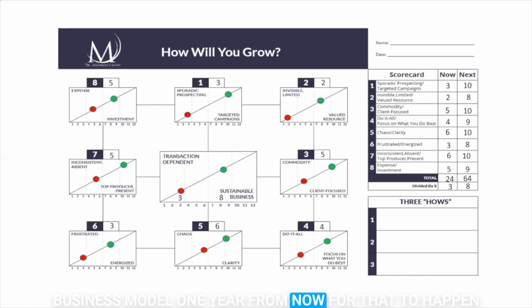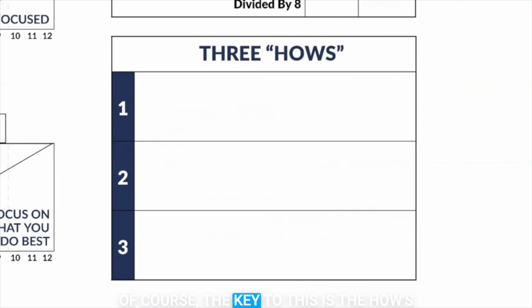1 year from now for that to happen? Of course, the key to this is the hows. How are you going to do this? What are, let's keep this simple, 3 key things you must do to make this transformation? Now, I want you to think about those 3 things. Think about your ratings.